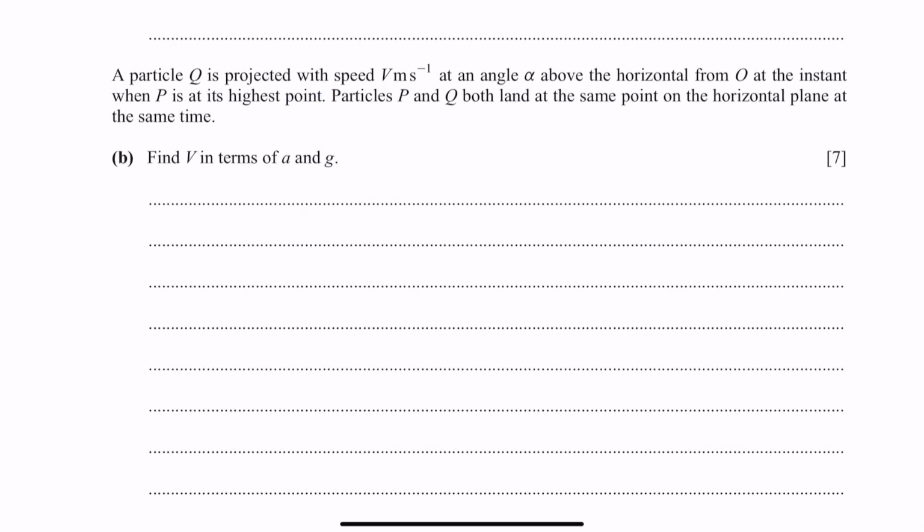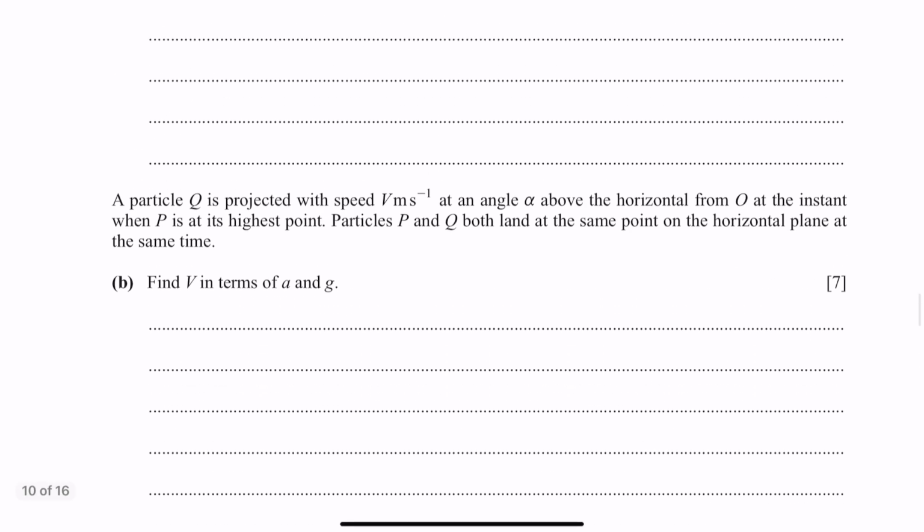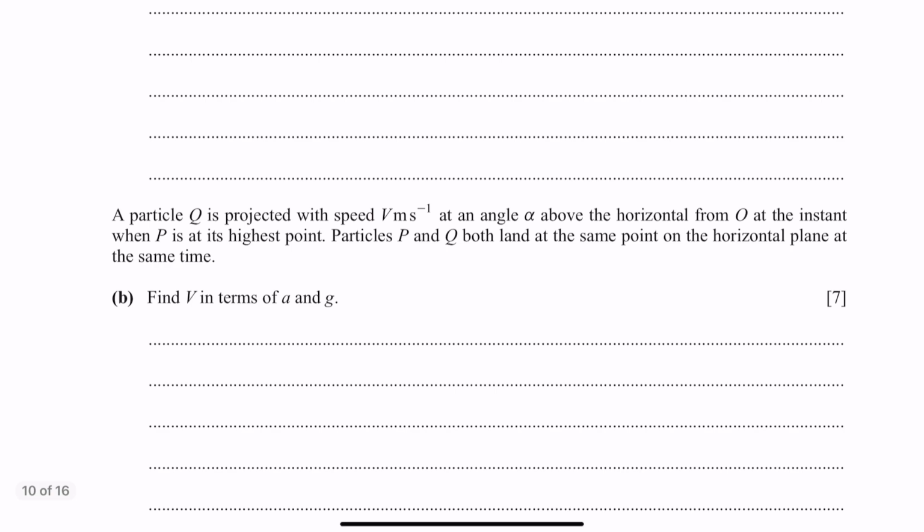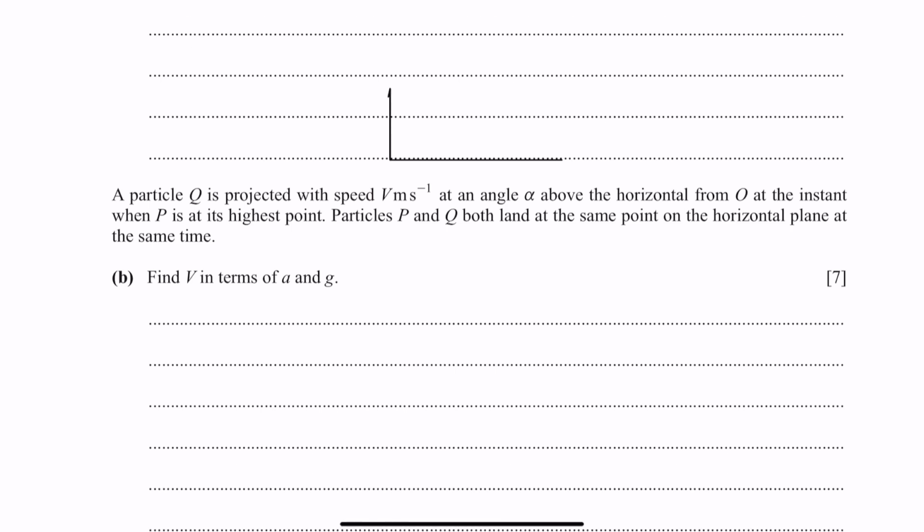For part B, a particle Q is projected with speed v at an angle alpha above the horizontal at the instant when P is at its highest point. Particles P and Q both land at the same point on the horizontal plane at the same time. That means we have this projection.